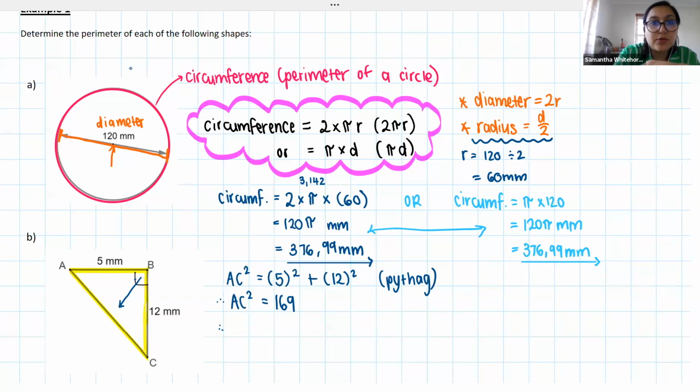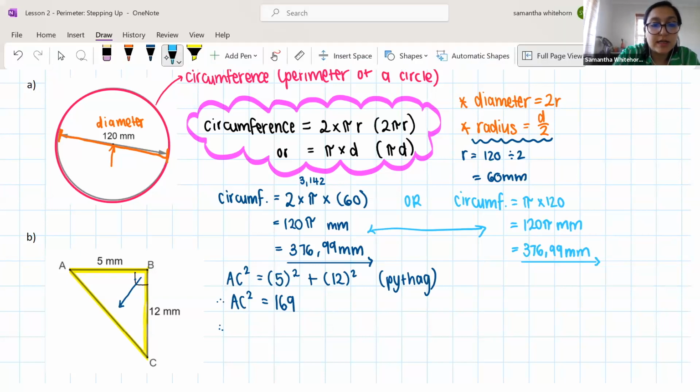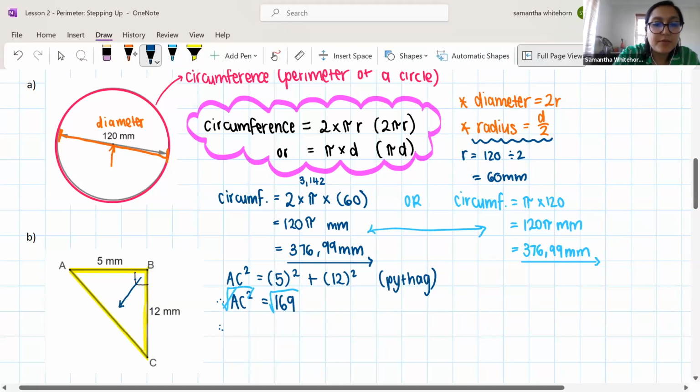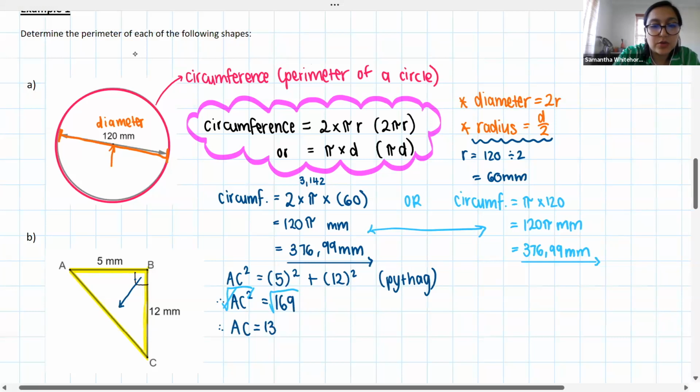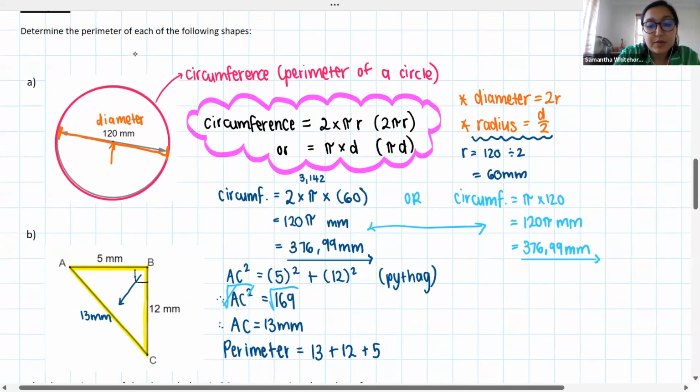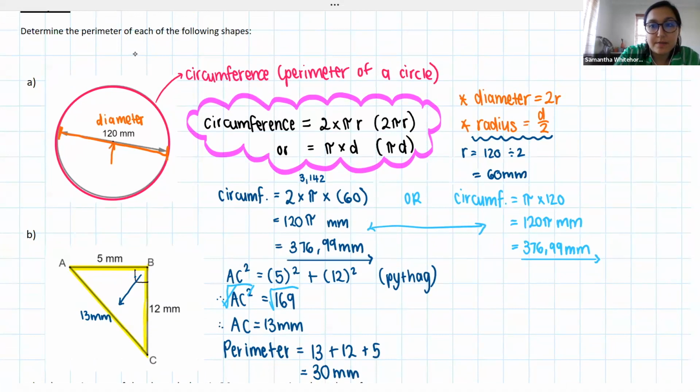We know we need to square root both sides because we do not want AC squared. We want AC, so we need to get rid of that square. And from there, we get that AC is equal to 13 millimeters, as you guys have put there on the chat, right? So now we know that's 13 millimeters. We now need to work out our perimeter. Now, the perimeter is what I've highlighted. And because I now know all three sides of my triangle, I just add them. So the 13 plus the 12 plus the 5. 13 plus 12 gives me 25, plus 5 gives me 30 millimeters.